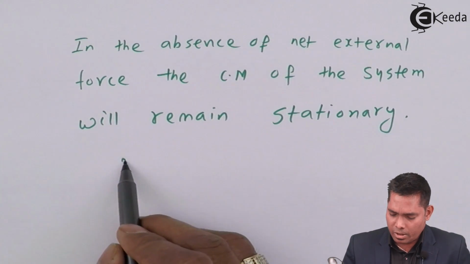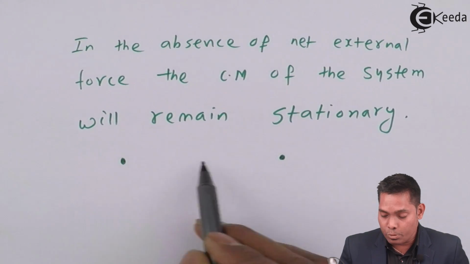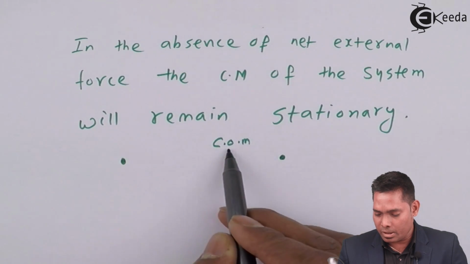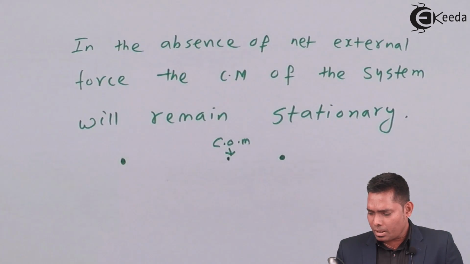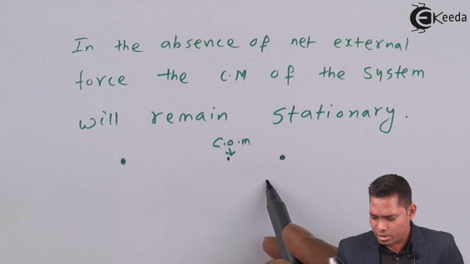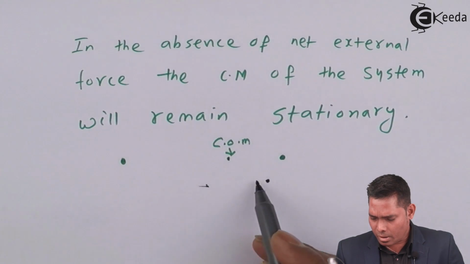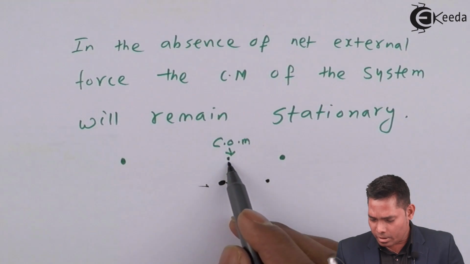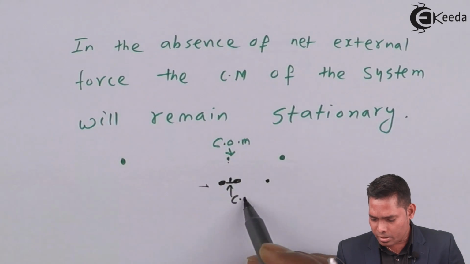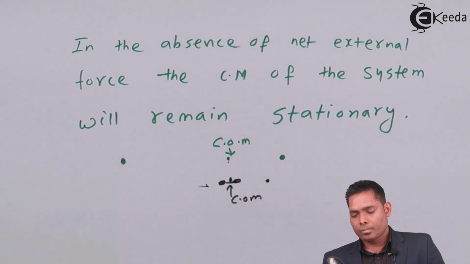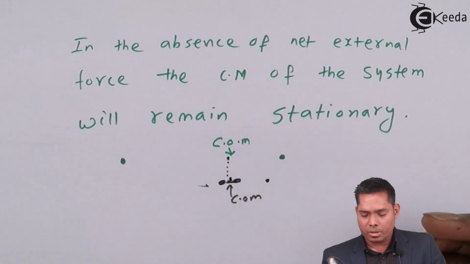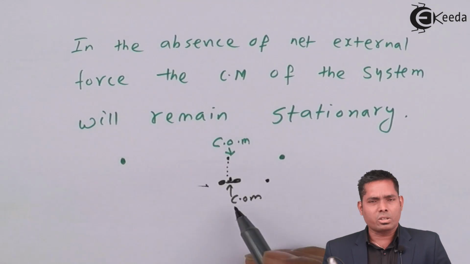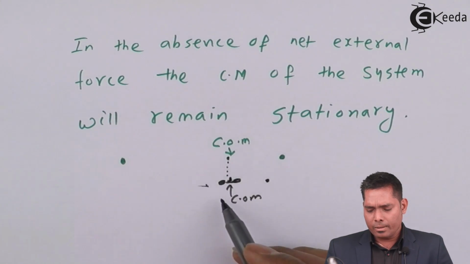That means initially, suppose this is the center of mass of the two individual spheres, the center of mass is here initially. Then these two objects are nearing each other. Suppose this moves by this distance and this moves by this distance, and they collide somewhere here. Then the center of mass will be at the same point, because internal forces cannot change the center of mass of the system. So this will remain at rest.